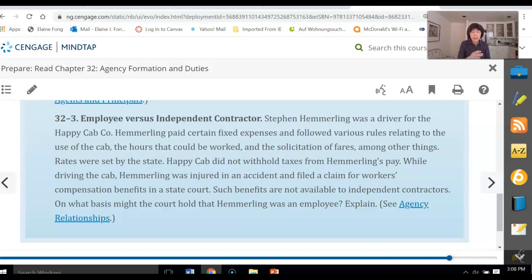But given the fact that Mr. Hemmerling doesn't have much control over his working conditions, he looks a lot like an employee, and a court would likely find him as such, and he should have been covered by workers' comp here.